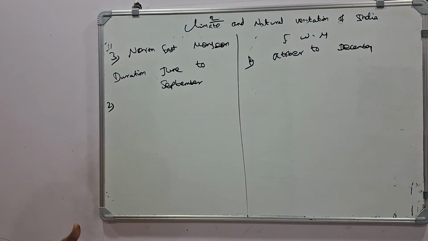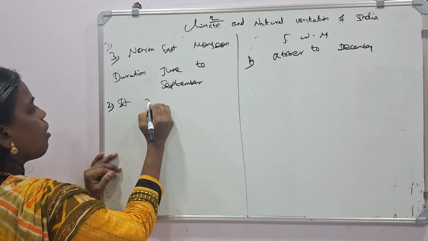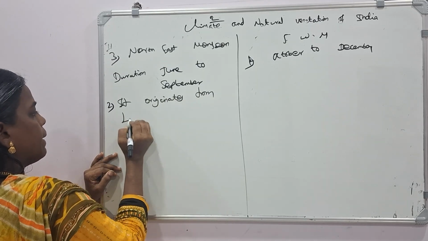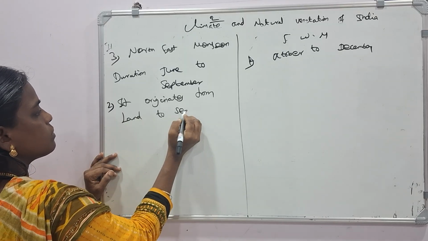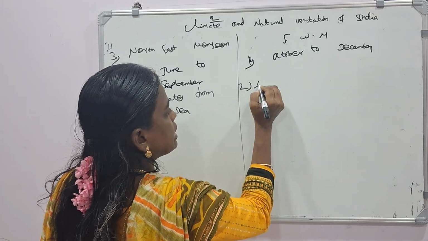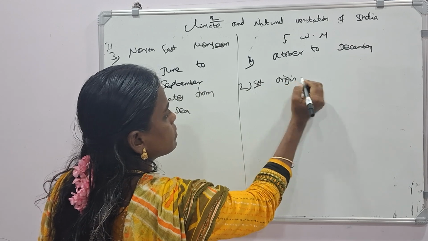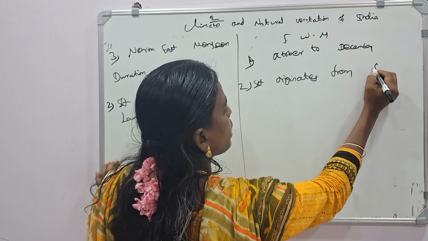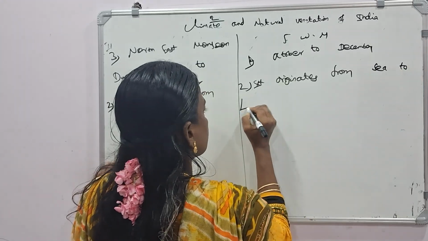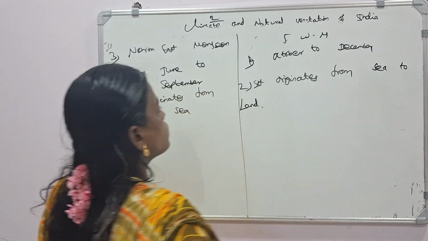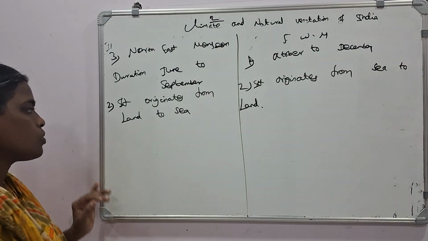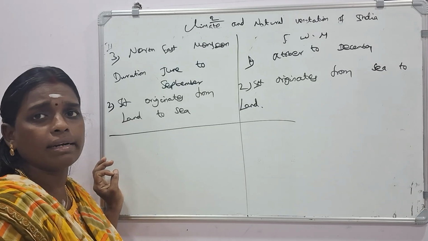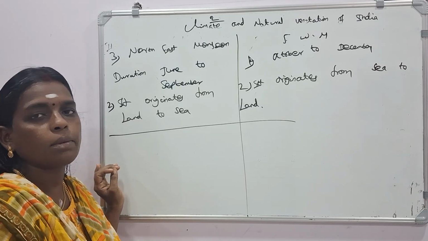And second point is, southwest monsoon originates from land to sea. Here, northeast monsoon originates from sea to land. So these 2 points are enough. If you want to write more than those points, you can add, no problem, no worries. That's depending upon your choice.